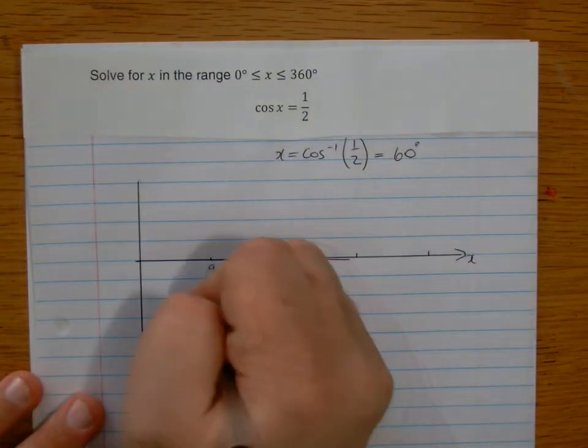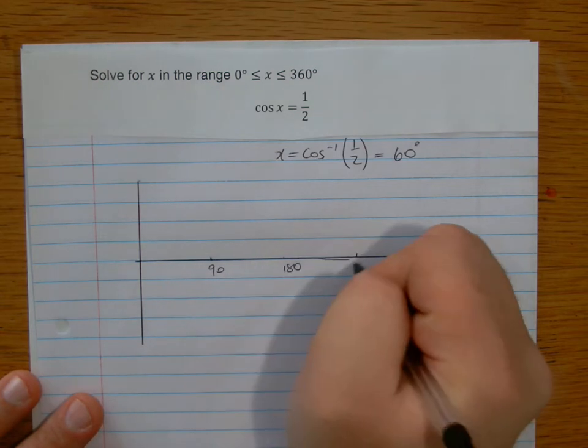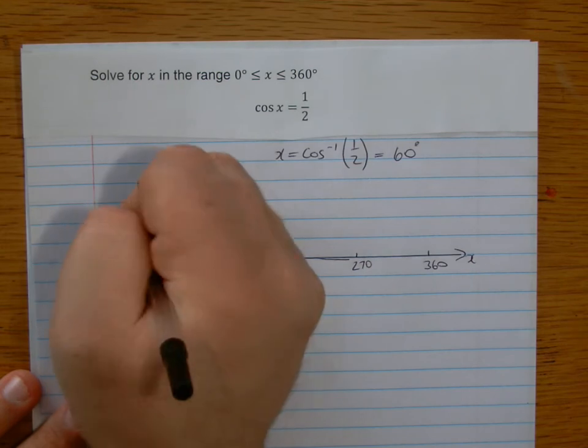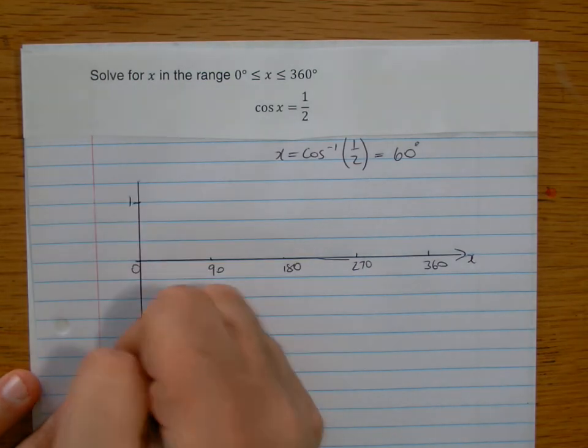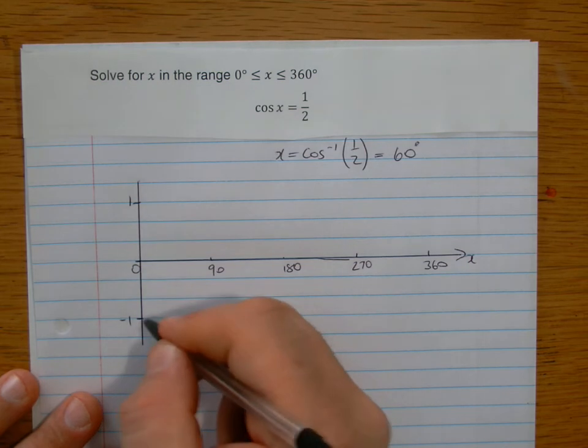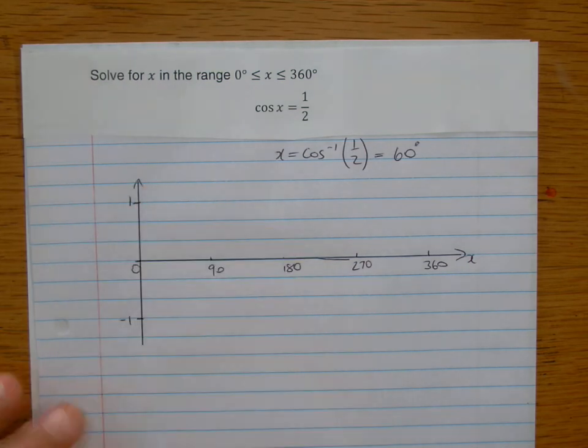So remember, we always go up in 90s until we get to 360. And the cos graph is contained between 1 and minus 1. So if you go up, say, 3 lines, 1 there, down 3 lines there, to minus 1. And just like we did before, the cos graph is a cos wave.